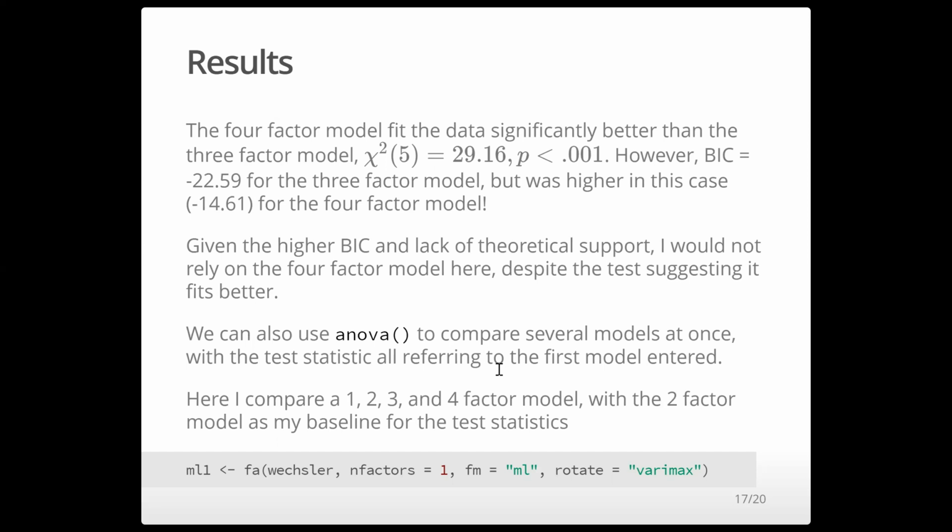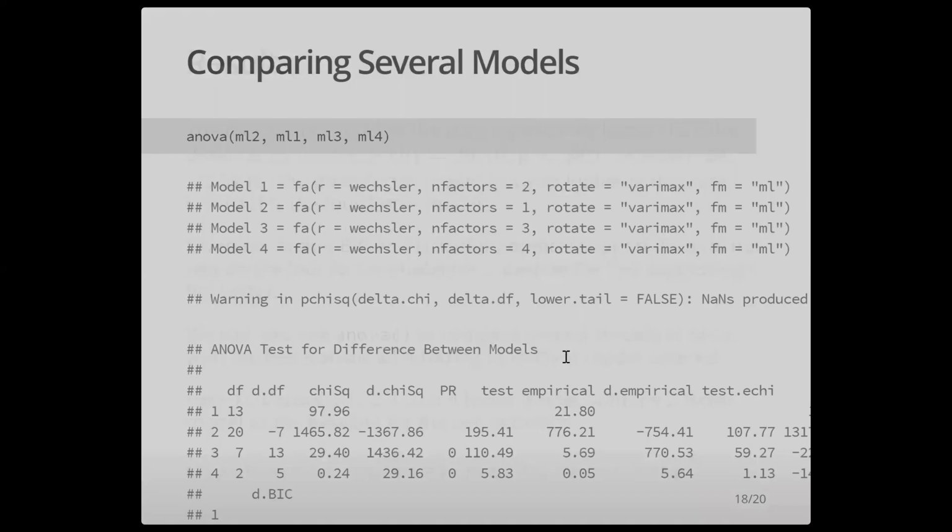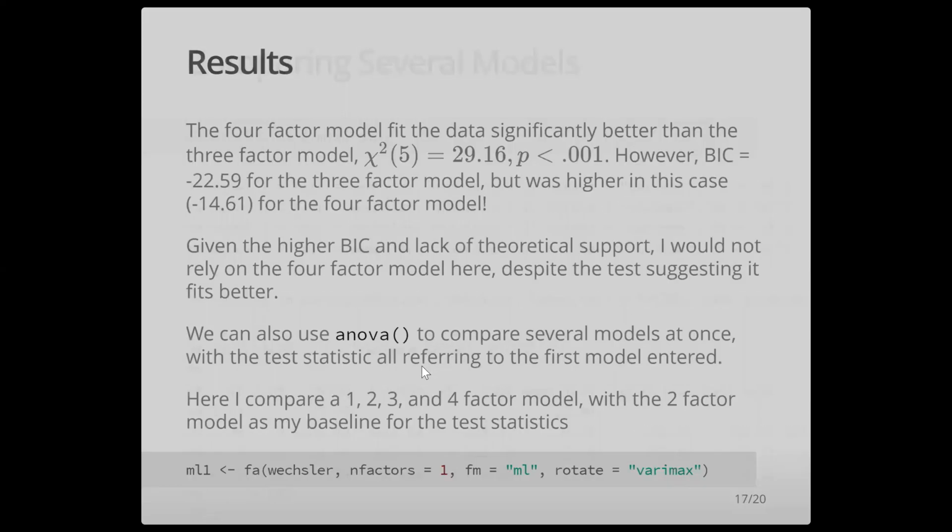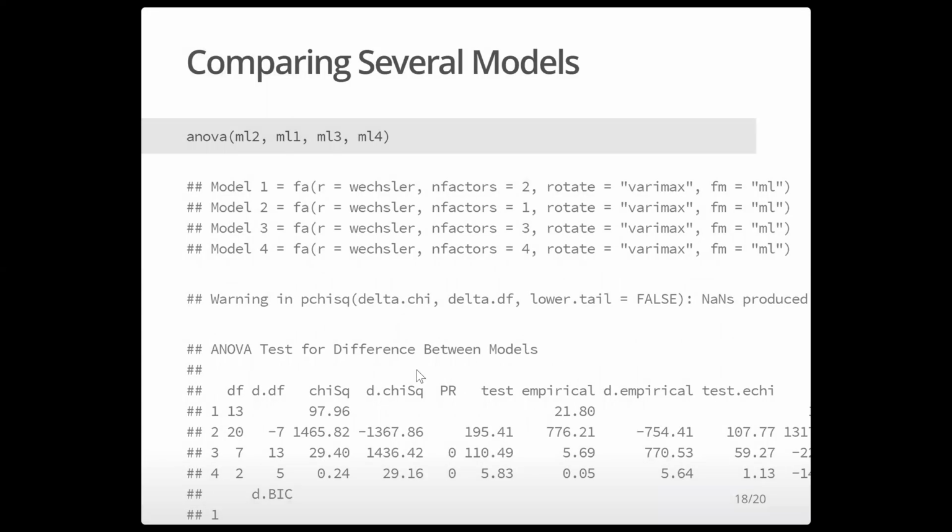You can also use the little a ANOVA function to compare multiple nested models at the same time. So here we can do that. I wrote here that the test statistic is based on the first model entered, but I'm actually not 100% sure that's true. You can always tell which one it is based on the degrees of freedom difference.